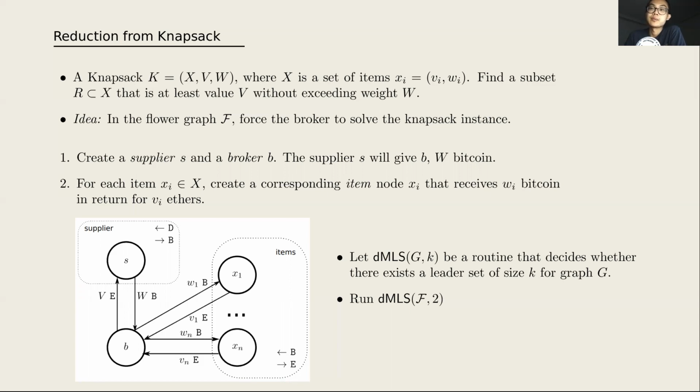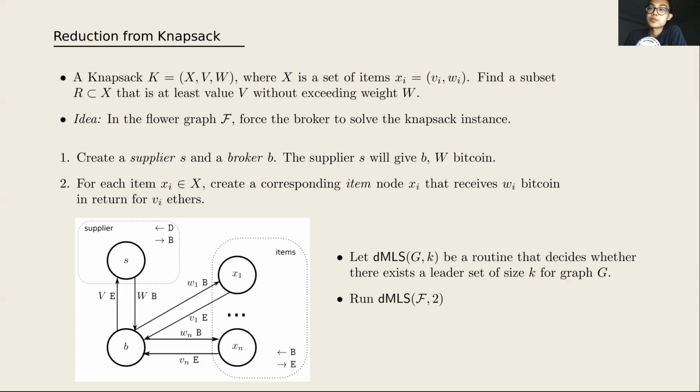Then for every item in the knapsack problem, we'll create a corresponding item node that receives W_i in Bitcoin, where W_i is the weight of that item, in return for V_i ethers, where V_i is the value of that item. So in the figure in the bottom left, we can see that essentially S is supplying the broker with W Bitcoin, and the broker needs to use those W Bitcoin to exchange with each item node to eventually retrieve V ethers.